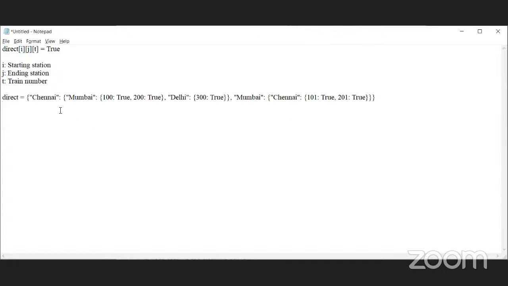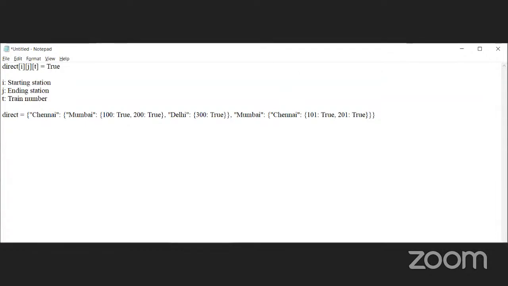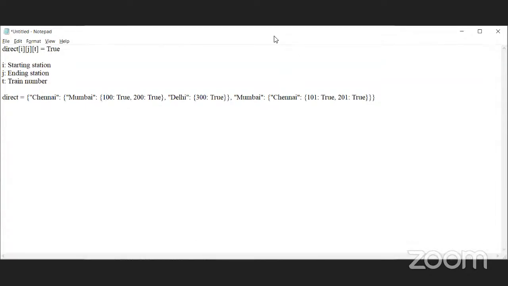Great, sir. I understood now. So at top level, you will get all stations. Let's call it first level. Second level, again, you will get all stations. And in the third level, you will get those trains which are actually running between those two stations, every combination of I, J to be precise. Okay, sir. Got it, sir.